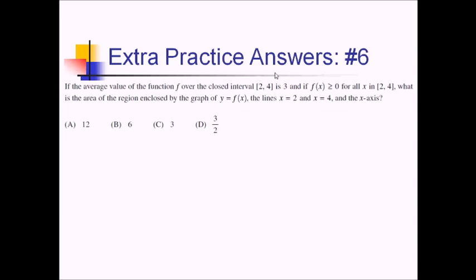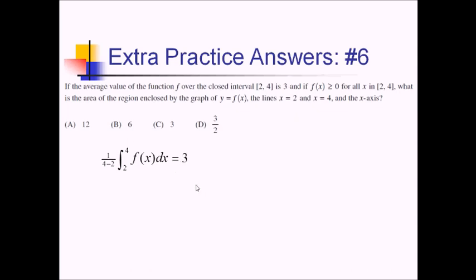That's going to be 1 over 4 minus 2 times the integral from 2 to 4 of, and they said the average value of the function f. They didn't tell us what f was. We're just going to put f of x dx in here. They did tell us that this average value takes on a value of 3.